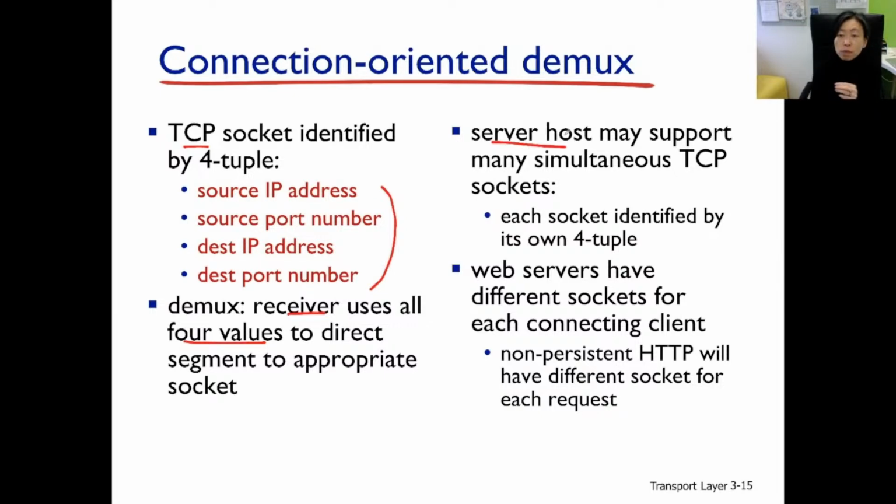Now, a server process running on the host could be maintaining multiple sockets, one for each pair of communication per client. For example, a web server could have multiple sockets open for each connecting client. And if the web server is running the older form of HTTP, it could be one socket per object request.